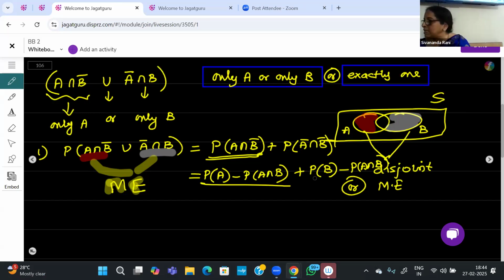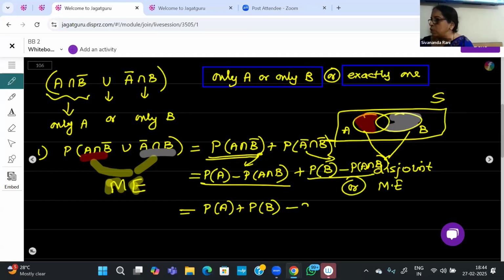And only B means it's not P of B. I have to eliminate A happening along with B. So I'm subtracting A intersection B. So that's happening here. Only B, it's happening. Only A, this is happening. So what is the total of these probabilities? It's nothing but P of A plus P of B minus 2 times P of A intersection B.